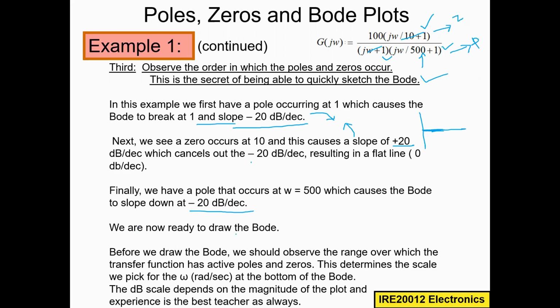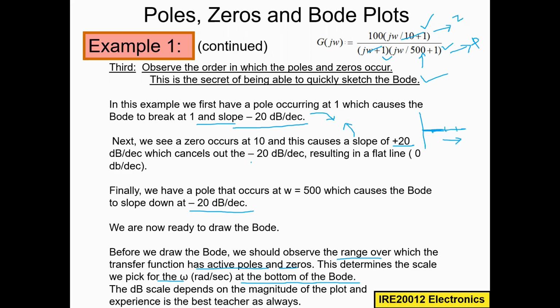So now we are ready to plot or draw the Bode. Before we draw the Bode, we should observe the range over which the transfer function has active poles and zeros. This determines the scale we pick for omega. At the bottom of this Bode plot, omega is going to be on the x-axis, so we also need to select the correct scaling.